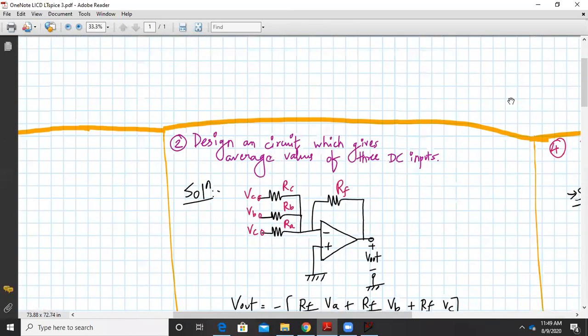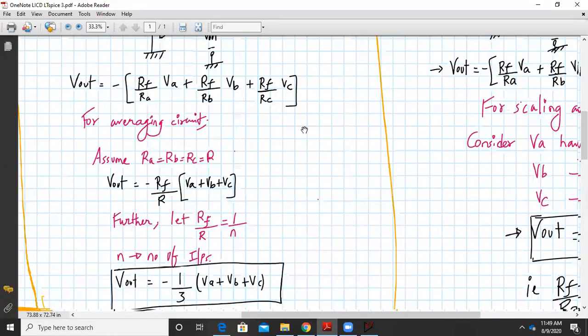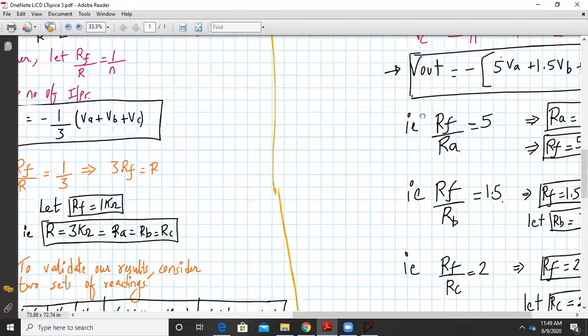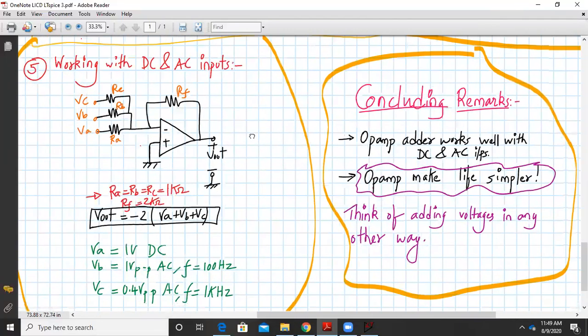Now we have come to the last section, that is working with DC and AC input. So the op-amp also works well with DC as well as AC inputs. So let us try that. Let us see this point. So now the fifth section and the last for today's LTSpice session is working with DC and AC inputs. So here we have considered VA, VB, VC as a combination of AC and DC inputs.